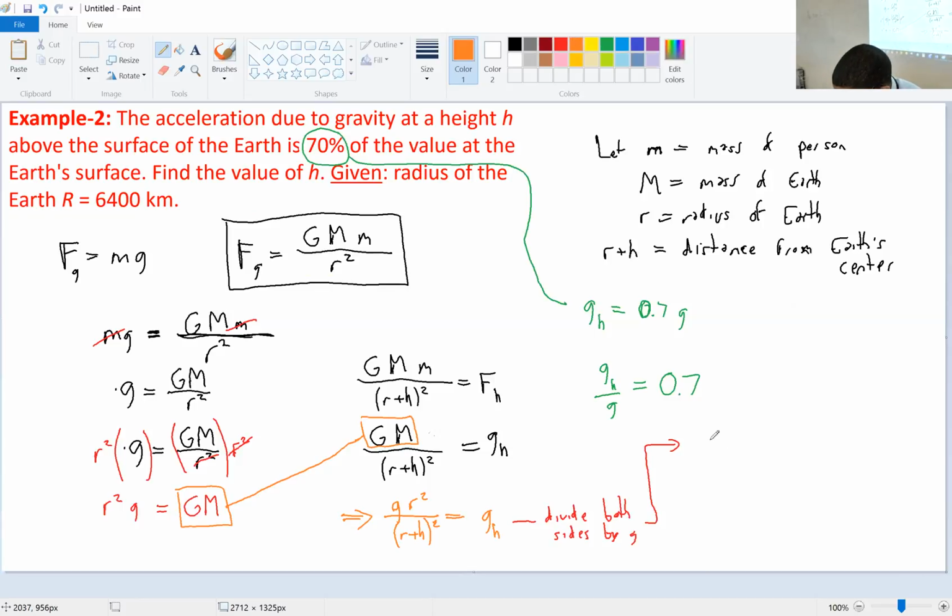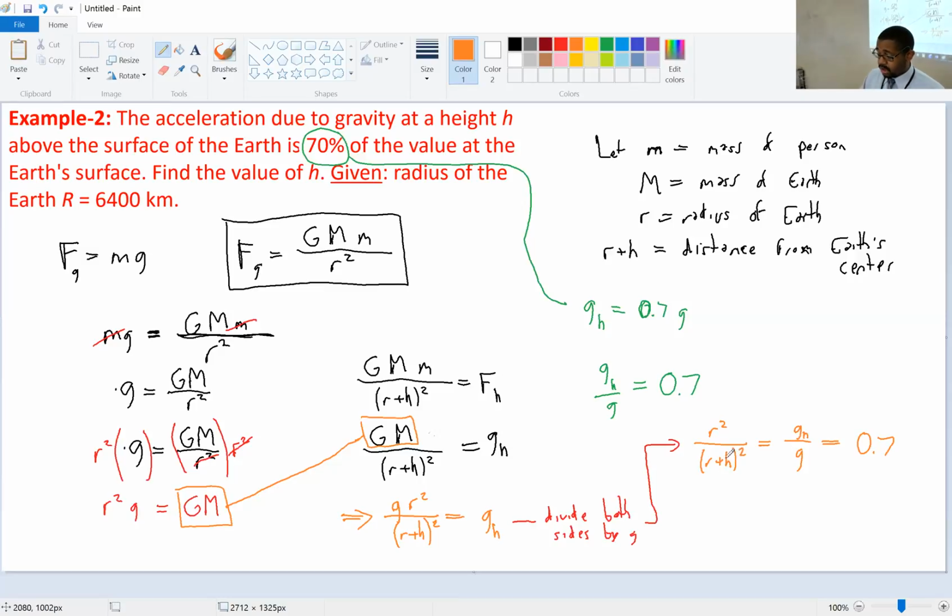To get two nice ratios, or nice ratio-like expressions. And there we go. And what is this? 0.7. Now we already know what R is. In this case, R is the same as, so capital R, they use capital R, I use lowercase r, so that's fine.